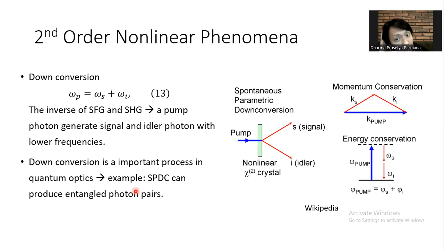The same thing happens in the four-wave mixing process. When we generate light using four-wave mixing, the generated light will be entangled with each other. They are strongly correlated photon pairs, and these photon pairs may be used as qubits and for other things in quantum optics. That's why this down conversion process is very important. Okay, this is about the down conversion process.